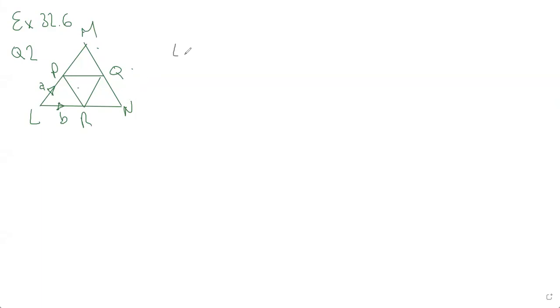So the first thing I'm going to ask about is LM, vector LM. So think about the direction. We're starting at L and going to M. Well, in this direction, it's A, and we know that there's another A here. So it's actually just 2A.